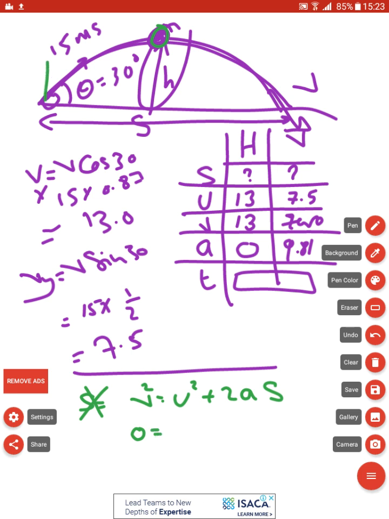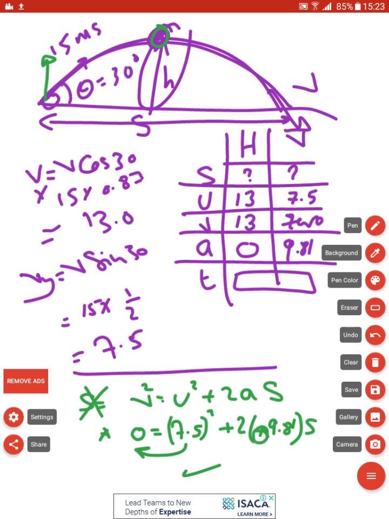The initial speed vertically is 7.5, squared, plus 2 times the acceleration. Moving up, it is negative 9.81, multiplied by s. Take this to the other side and you can find the value of the height very easily. Here you will have a negative sign, but it will cancel with this negative.